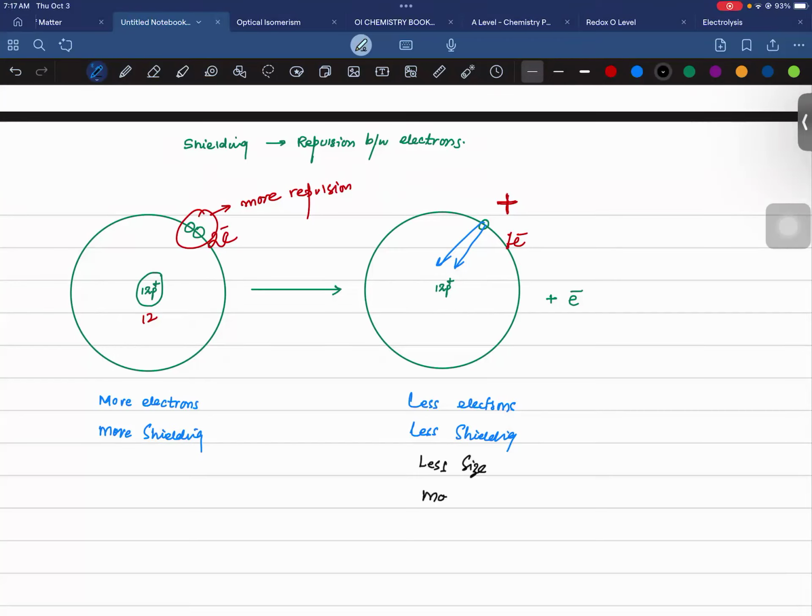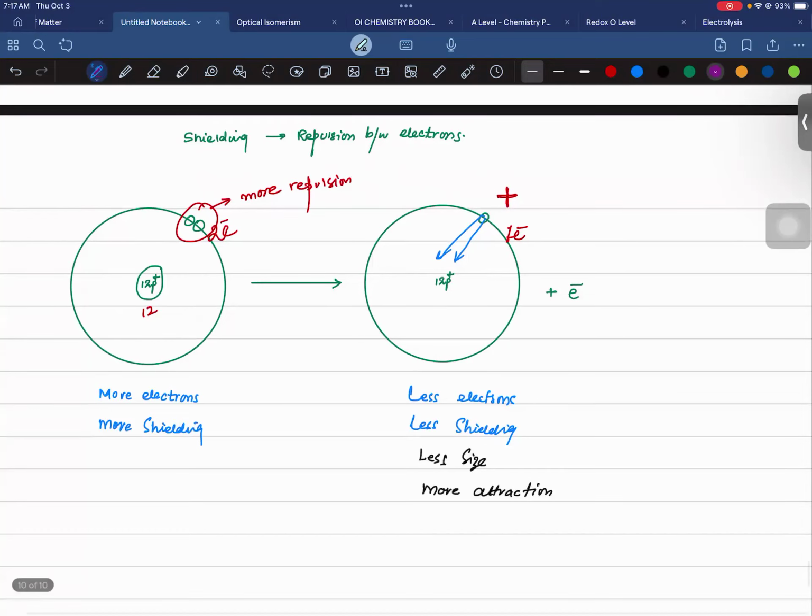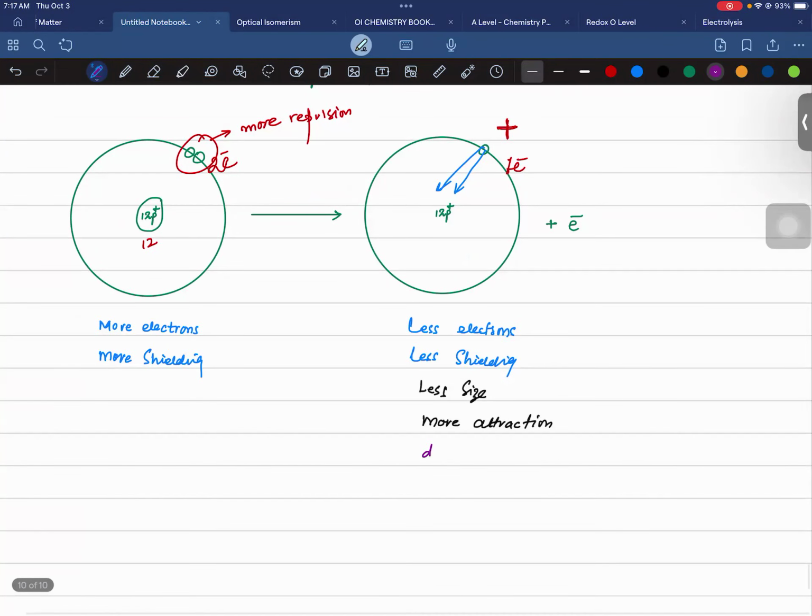Okay, so more attraction. When there is more attraction, what does it mean? It would be difficult to remove the electron. This is the reason we can say that when you are going to remove more than one electron, it would be difficult to remove, requiring more energy, due to what I have told you.